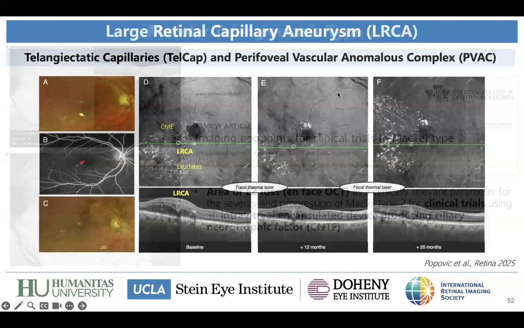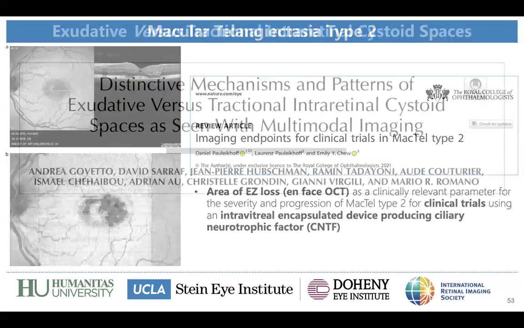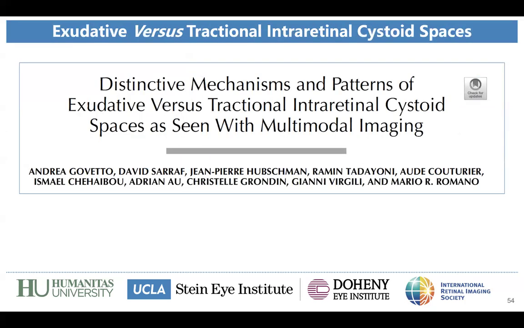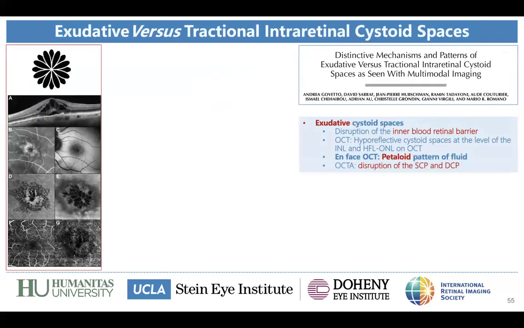As Eduardo was mentioning, the area of ellipsoid zone loss is becoming more and more important in the context of clinical trials as an imaging endpoint. Recently, intravitreal therapies have been approved by the FDA for macula, so this will be for sure a very important application. I'd like to conclude this session by showing you this paper that for sure you know. It's about the distinctive mechanism and pattern of intraretinal cystoid spaces with alpha-OCT.